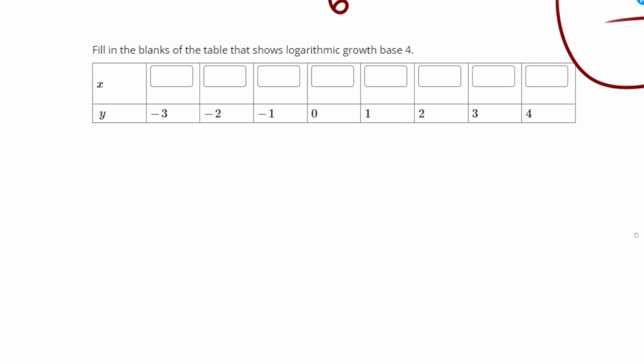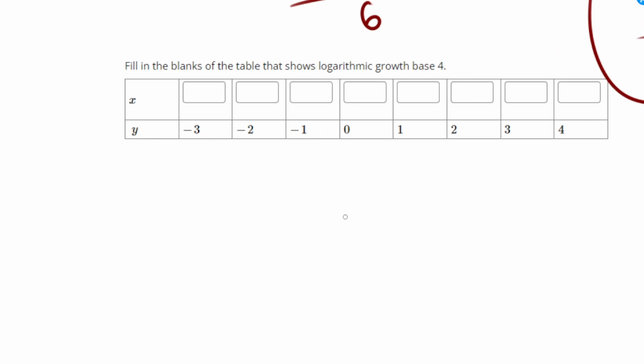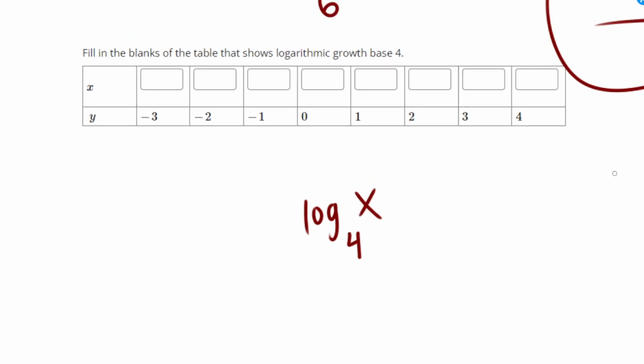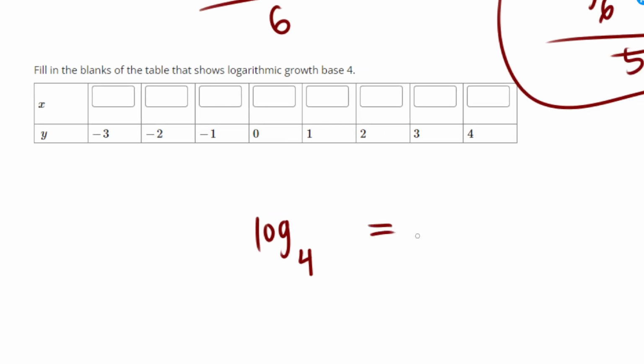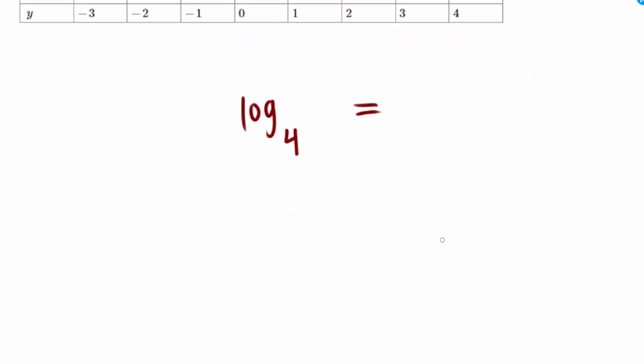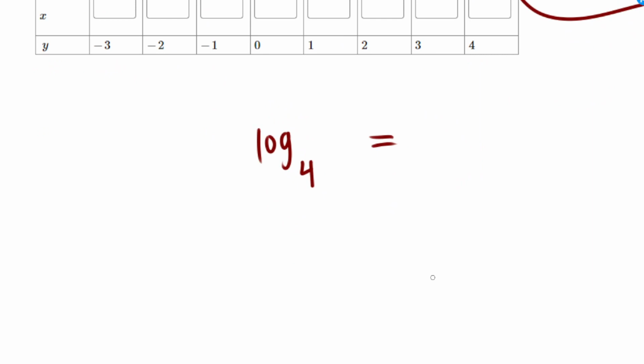Fill in the blanks of the table that shows logarithmic growth base 4. So basically what it's saying is log base 4 to the x. It's saying what will happen. So basically what it's trying to find is, when y equals any of these values, what does x equal? The way that I would do this is I would turn it into exponential form, because that will make it easier to calculate. So I would do 4 to the, and then your y will go here, equals x, because your x is here, your y goes here.